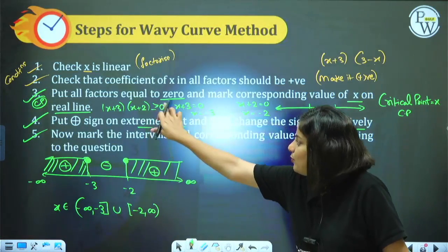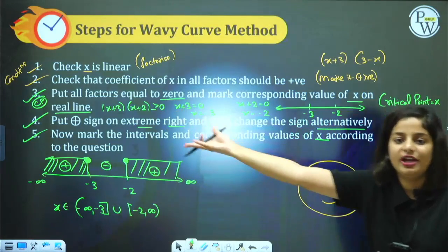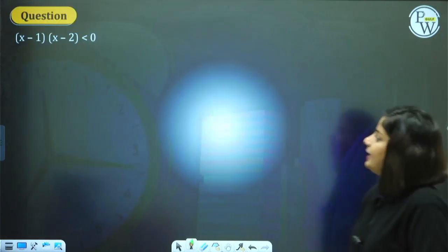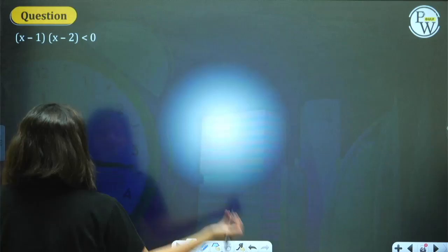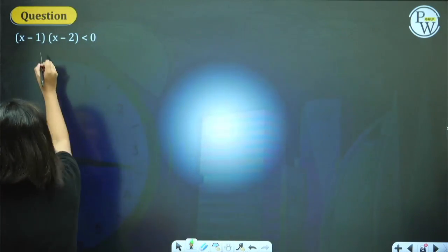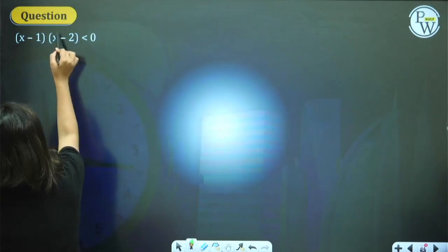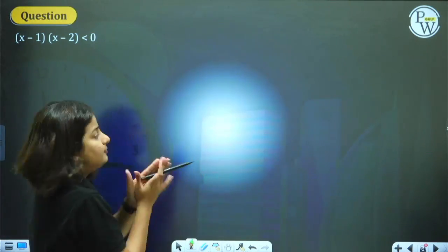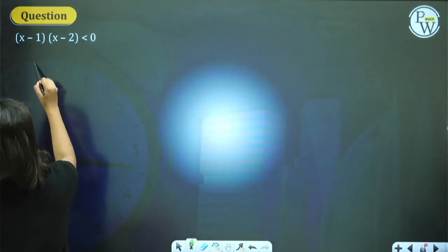If they have asked you positive, select positive. If they have asked you negative, go for negative regions. So here is the first simple question. Guys, it should be done within 5 seconds. x is linear, yes, power 1. x is positive, yes. What are the critical points?